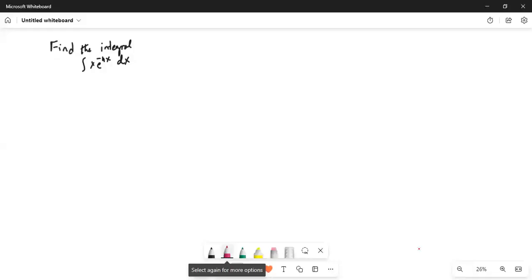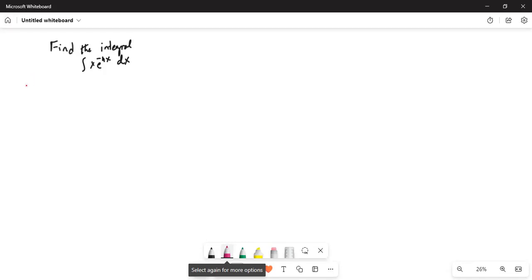Today we are going to do a problem on integration by parts. So I will share my screen with you. It says find the integration of x multiplied by e to the power of minus 4x dx. Here we will use integration by parts.